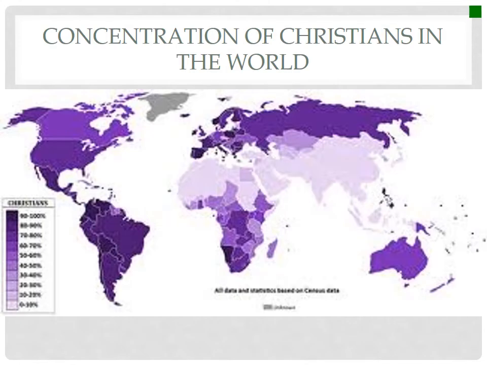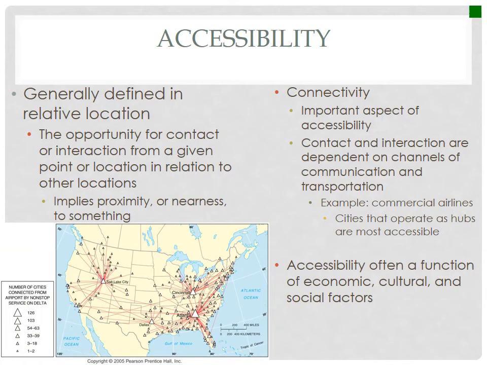Compared to concentration of Christians, again, this is the amount of a group over a certain amount of space. So again, you're thinking about the percentage of people in a given area. So again, this is a little bit different than density. So concentration and density are different.